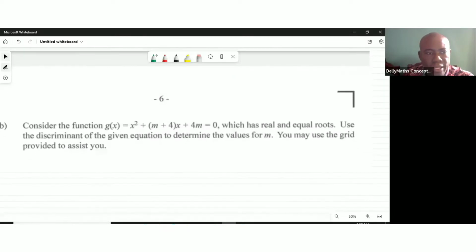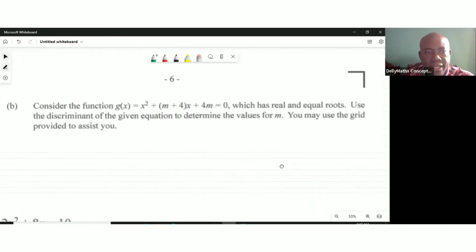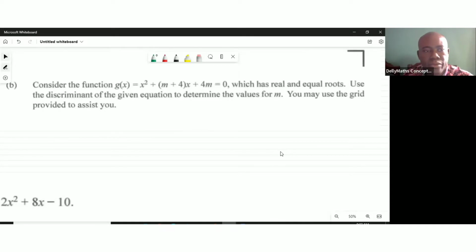The other question says that we were asked to consider the function g of x is equal to x squared plus open bracket m plus 4 close bracket x plus 4m equals 0, which has real and equal roots. Use the discriminant of the given equation to determine the values of m. You may use the graph provided to assist.